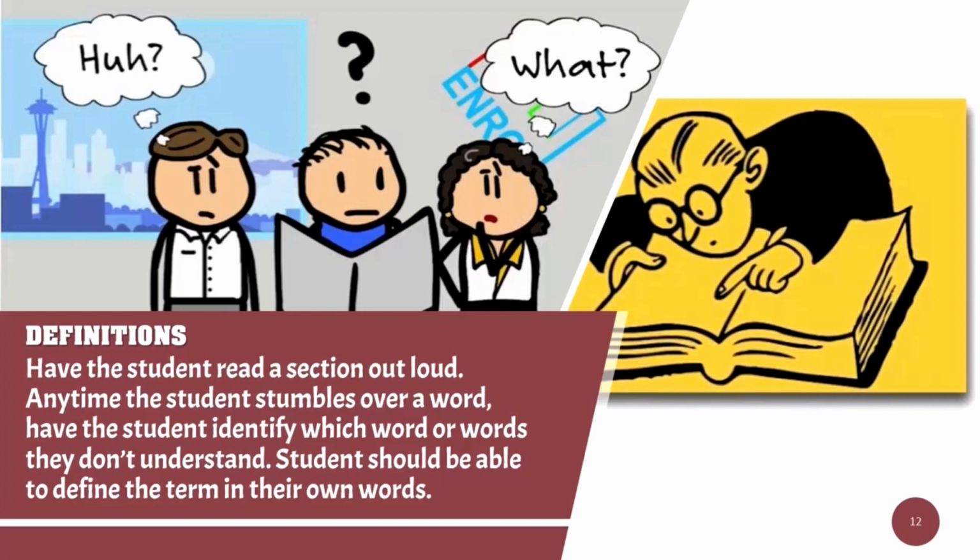What you want to do, especially if there's a question as to where the student's at as far as understanding and literacy is concerned, you have the student read a section out loud. And anytime the student stumbles over a word, have the student look that word up. Don't just try to define the word based on the context that it's in. Look it up. And the student should be able to define the term in their own words. They should be able to understand it well enough that they can explain back to you the meaning of the word.